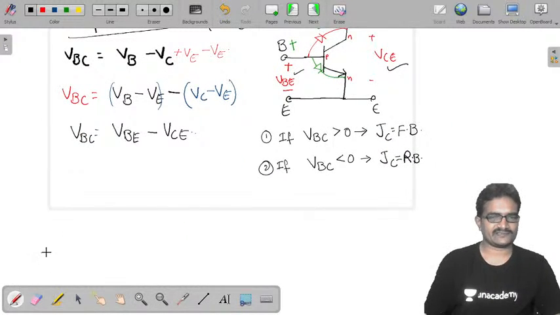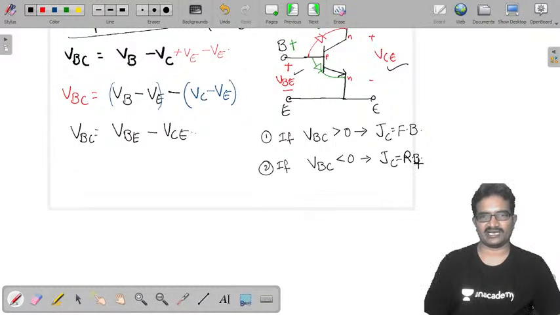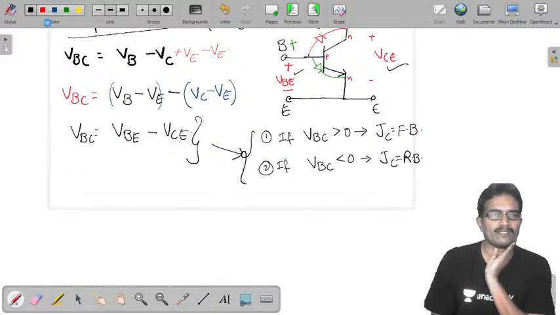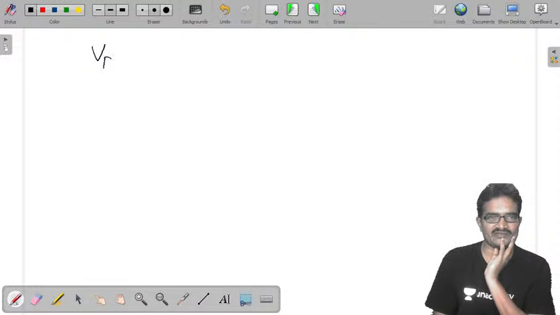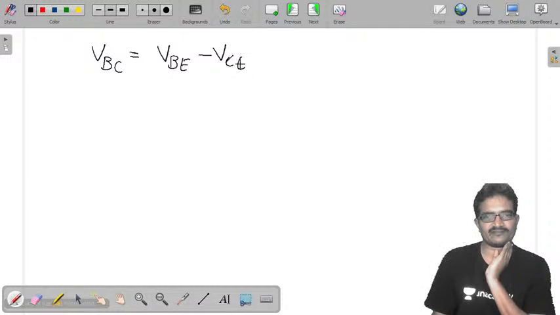So if VBC is greater than 0, the collector junction is forward biased. For VBC less than 0, the collector junction becomes reverse biased. Combining these two, our VBC is equal to VBE minus VCE.